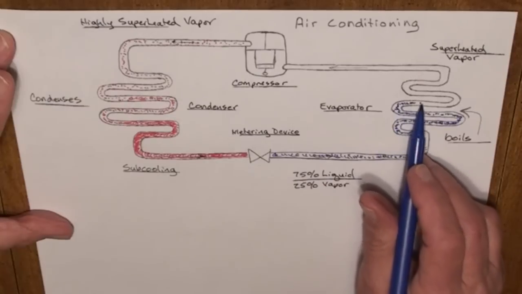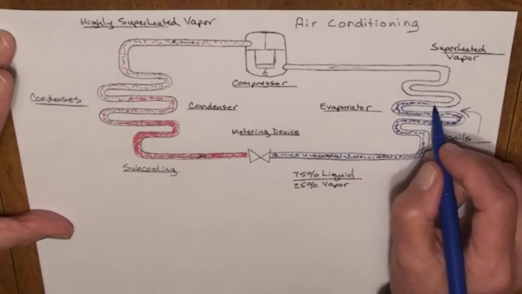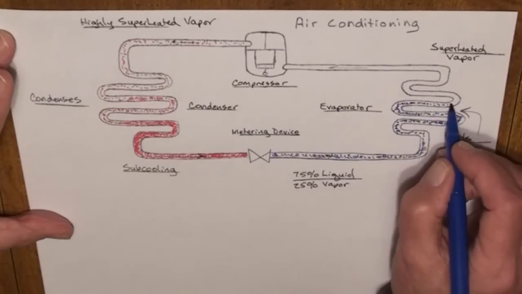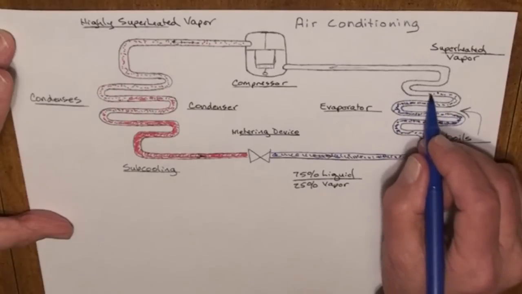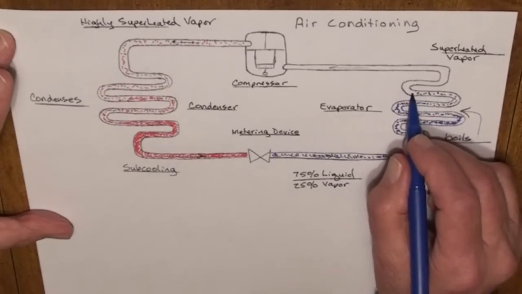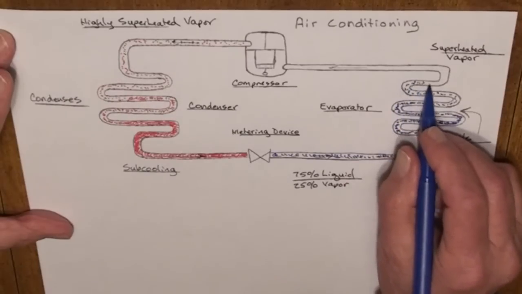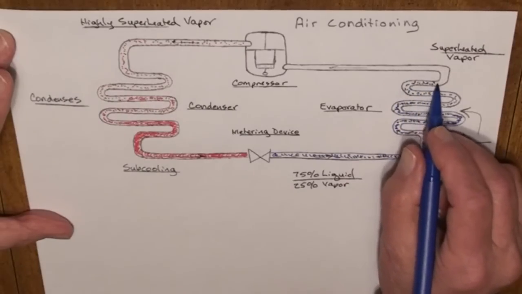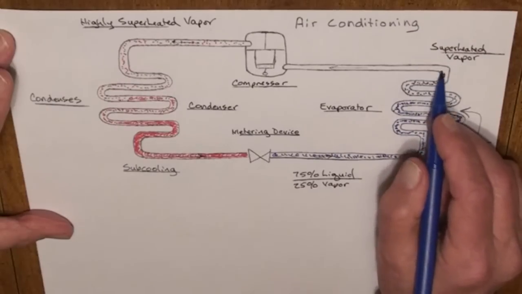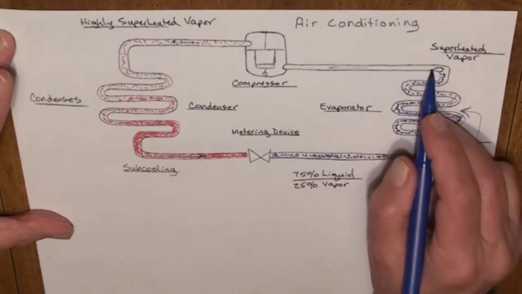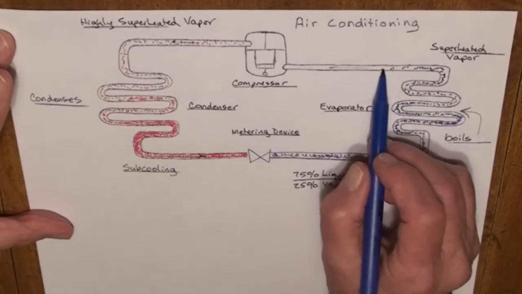And then, at a point approximately 90% of the way through the evaporator, it becomes a pure vapor. It now begins to take on superheat. That is a sensible heat above the evaporation point. It leaves the evaporator as a superheated vapor.